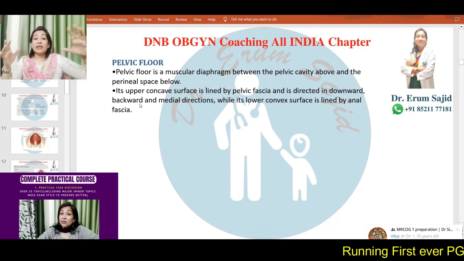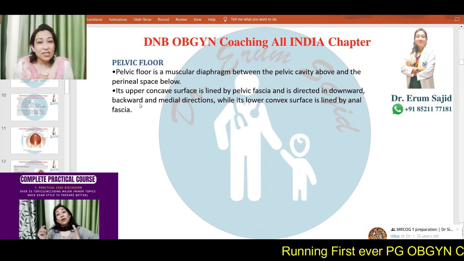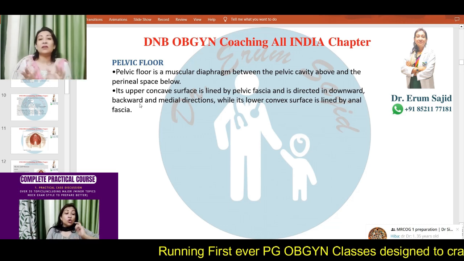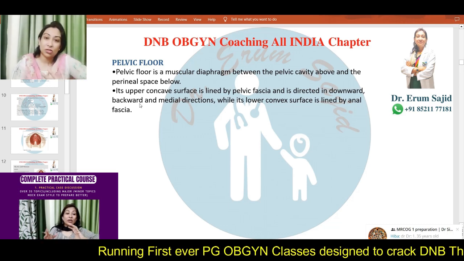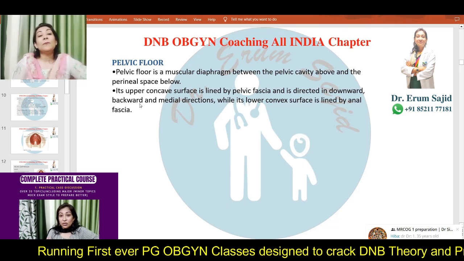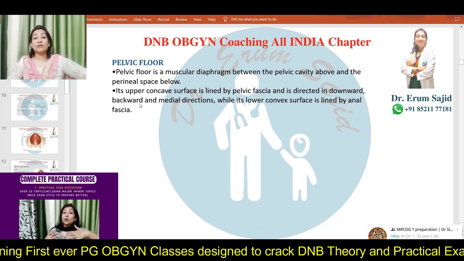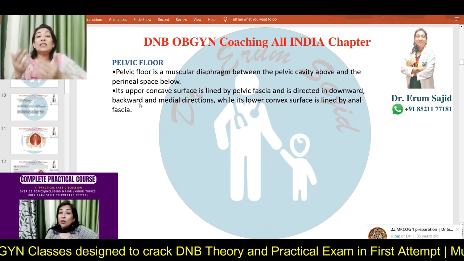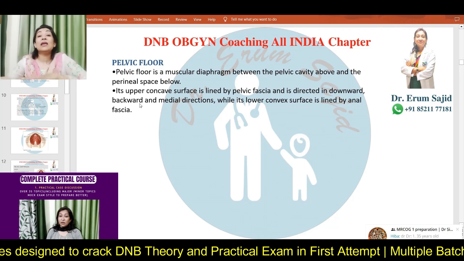Its upper concave surface is lined by pelvic fascia. Remember I spoke to you about the condensed fascia, the arcus tendineus fascia. You will not be requiring that much. Now, the upper concave surface lined by pelvic fascia is directed downward, backward and in the medial direction, while its lower convex surface is lined by the anal fascia.